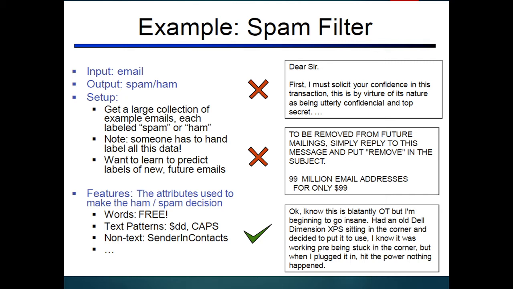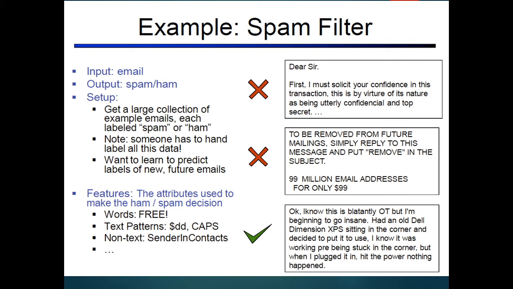Now, these features will be used to make the decision, which can be a ham mail or a spam mail. The words are free. The text pattern can be decided upon the caps, the types of numbers, and many more things. The non-text feature could also be considered in context as well. So let's say if you receive a random mail from a random IP address, it would classify it as spam.